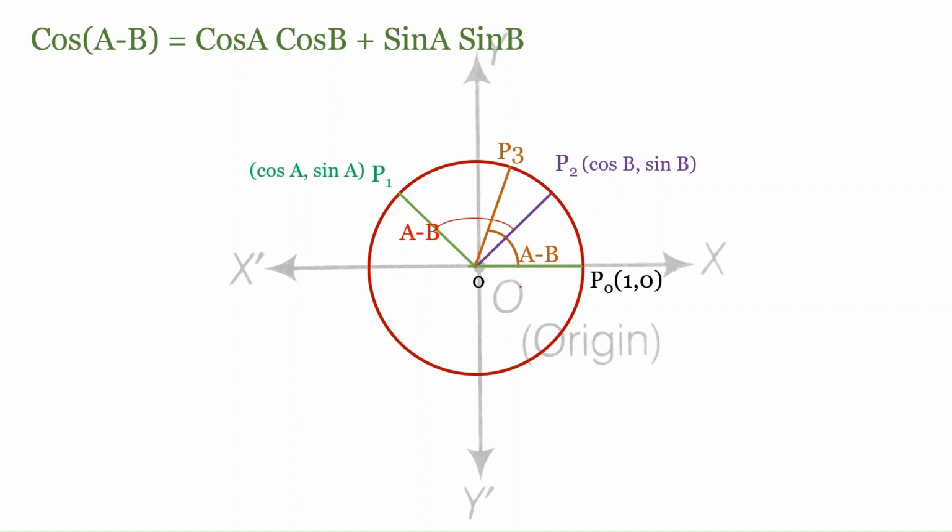For the coordinates of P3, considering this A minus B value along the x-axis, it would be cos(A minus B), and for the y value, the perpendicular, it would be the opposite side. So sine(A minus B) would be the value for the y coordinate. We'll write the coordinates here. The construction of the circle is done. We can see two A minus B angles. One is made by P0 and P3: P0 O P3 is A minus B, and the second angle is P1 O P2.